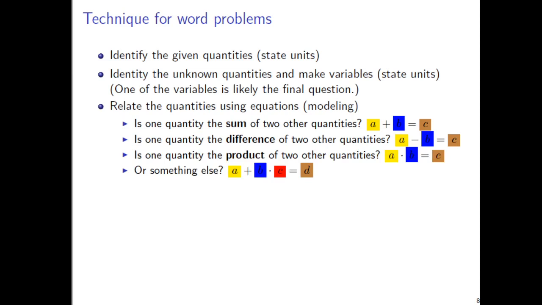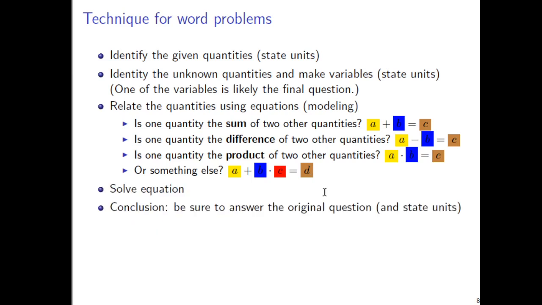You might have one number plus a number times a number equals a fourth number, right? Or you might have a number plus another number times a variable equals another variable, so you might have this kind of shape here that's got the four colors, the A, and then plus B in blue times C in red equals D in brown. I mean, you've got maybe all kinds of combinations of things that can occur, but you've got to relate the quantities in ways that make sense for the problem. And then once you've set up an equation, you would solve the equation. And then after that, you have to come up with a conclusion that goes back to the original question. You got to be sure to answer the original question and state units.